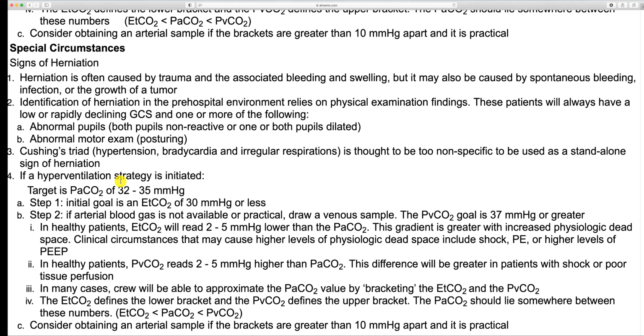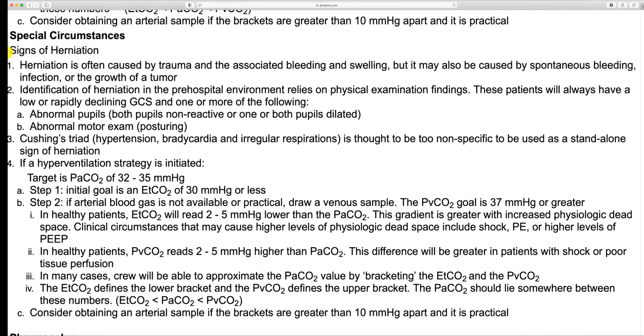So here's the notes on the signs of herniation here. So when we're talking about signs of herniation, one of the things that we're looking for is the patients will always have a low or rapidly declining GCS. So we've added the rapid declining GCS because if you have a patient who currently has a little bit higher GCS and their GCS is declining pretty quickly, so they've gone from a 14 to a 12 and they continue to decrease, that would also meet in this definition.